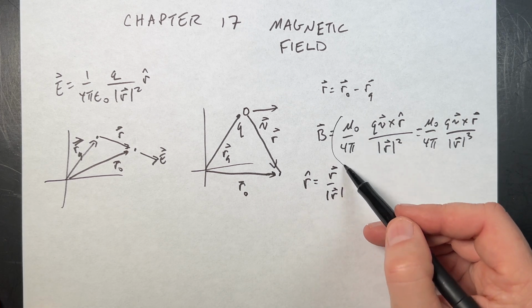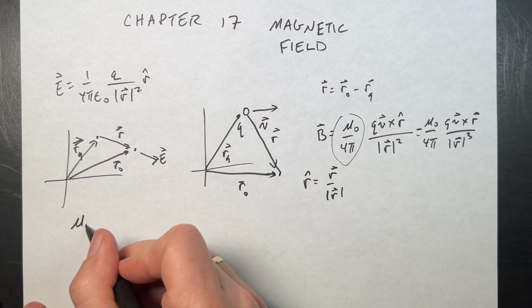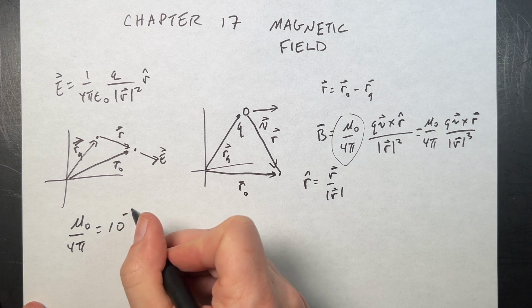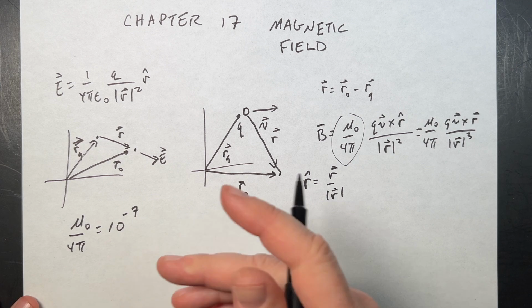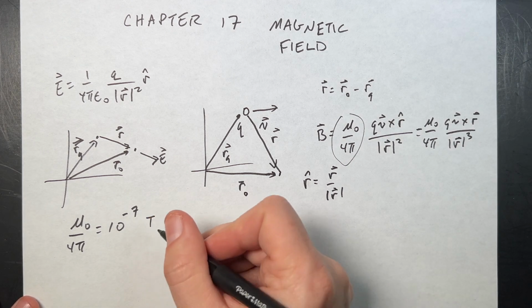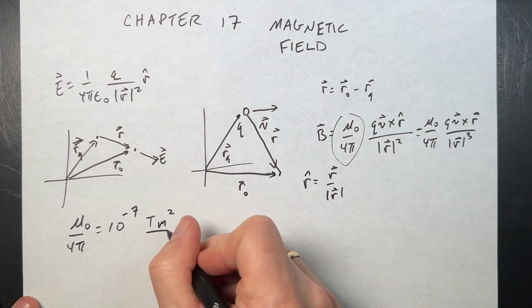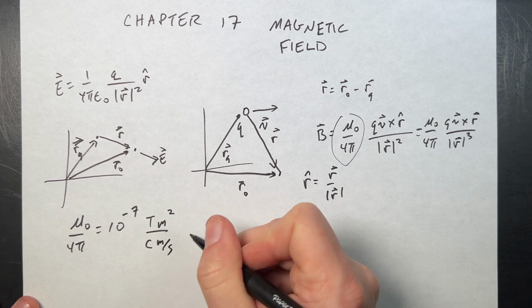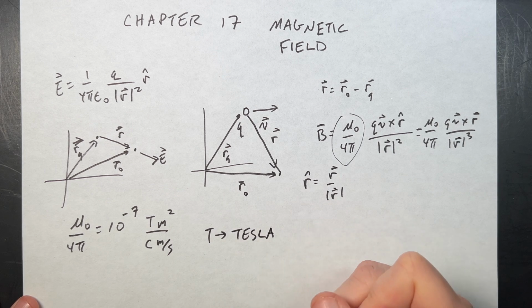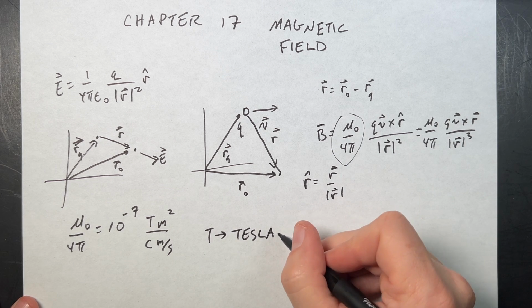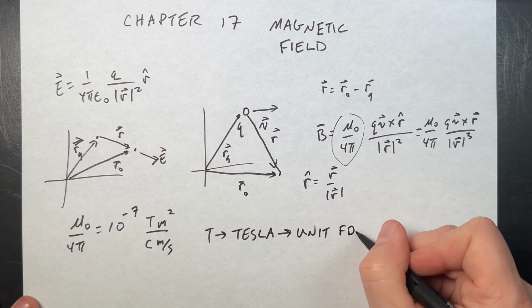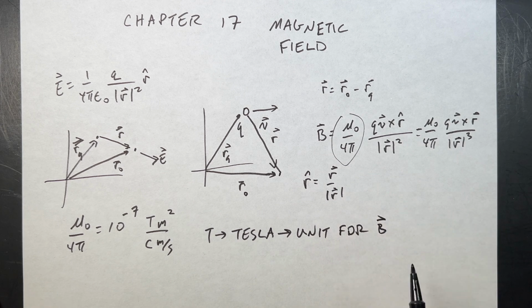First, what's this term? This is our magnetic constant, mu naught over 4 pi, which is equal to 10 to the negative 7th. And the units on that, I always forget. Let me look them up. Tesla meters squared per coulomb meters per second. And T is Tesla, not the car. And that's the unit for magnetic field, which we represent with the vector B.